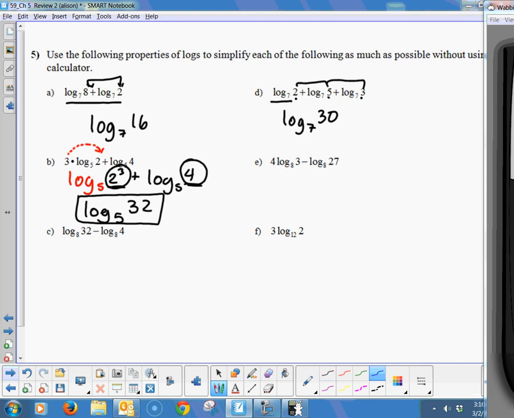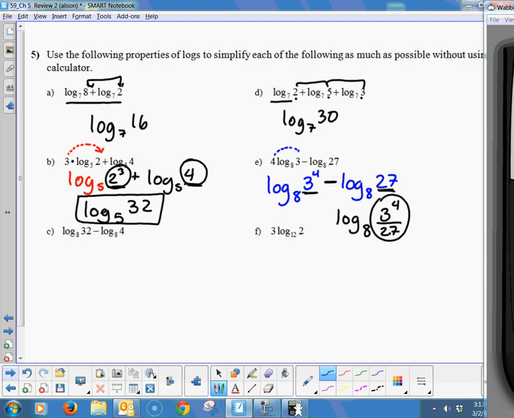Again, here, I'm going to swing this 4 on up, so I have a single log there. So this is log base 8 of 3 to the 4th minus log base 8 of 27. And when we're subtracting log statements, that means we divide the stuff. So log base 8 of 3 to the 4th over 27. And 27 is 3 to the 3rd. So the final answer is log base 8 of 3 to the 4th over 3 to the 3rd. So that's just 3. I'm thinking this would be my final answer.